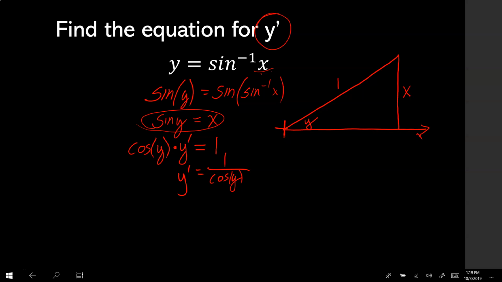So if we're going to rewrite y prime, we need to take cosine of this angle y. How do we do that? Cosine of an angle is the length of the side adjacent, which apparently is missing, divided by the length of the hypotenuse. The length of the hypotenuse is 1. So how do we get that missing side length? The Pythagorean theorem. One leg squared plus the other leg squared is 1. And so the missing leg is going to be the square root of the hypotenuse squared minus the other leg squared.